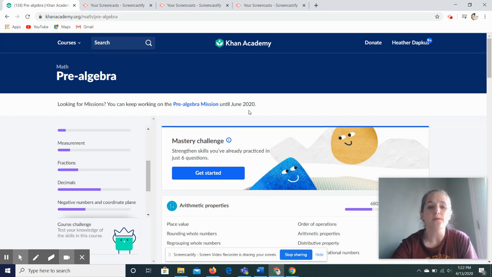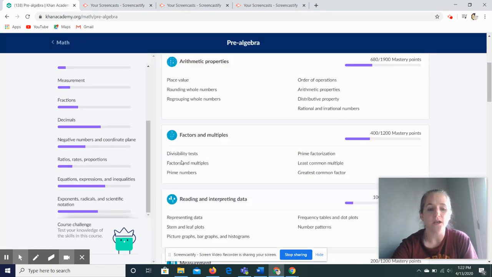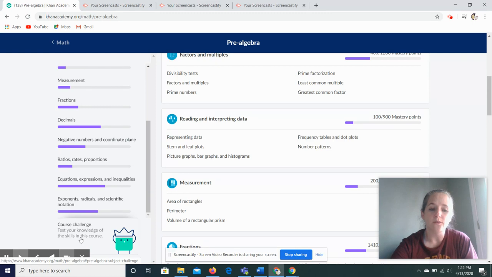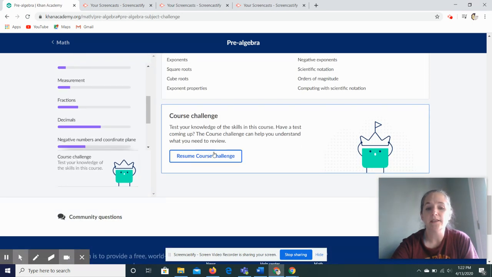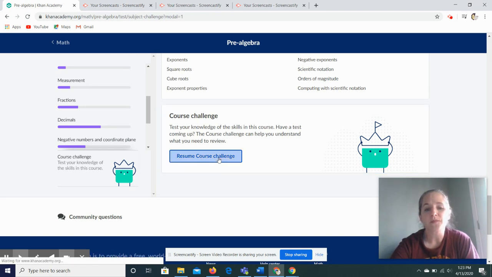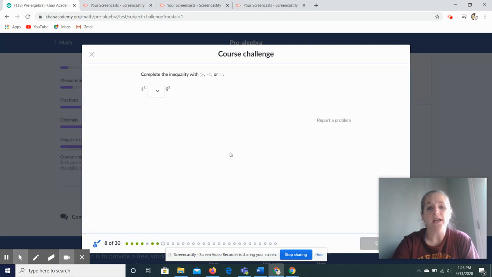Okay, so if you go to your pre-algebra class on Khan, and come all the way down on the left side, you will see course challenge. If you click on it, it'll come up here and say start course challenge. Mine says resume because I was working a few of the problems earlier just to see how it worked. In the course challenge, there are 30 questions. They say to allow about 30 to 45 minutes for it. I challenge each of you to get at least one of these course challenges done today. That would be 45 minutes of working for you, and you all can do that.